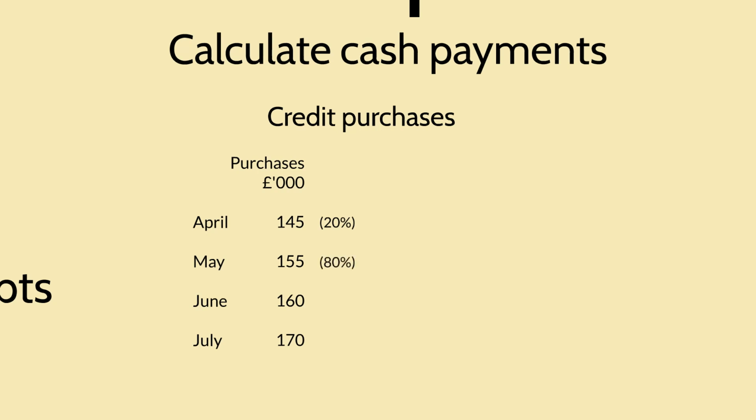With that in mind then, 20% of credit purchases made in April will be paid for in June, and then 80% of credit purchases made in May will be paid for in June because that is the month following purchase. In June then, what we get is 20% of 145,000, which is 29,000, 80% of 155,000 in May, which is 124,000. So these two figures together represent our total cash payments that will have to be made in June with respect to our credit purchases made in the past 2 months.